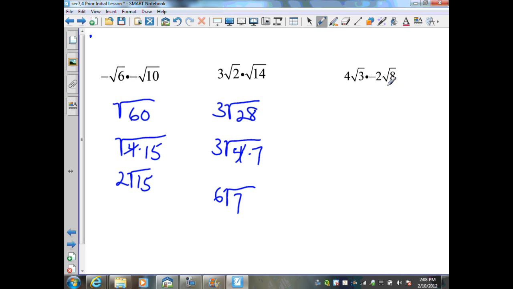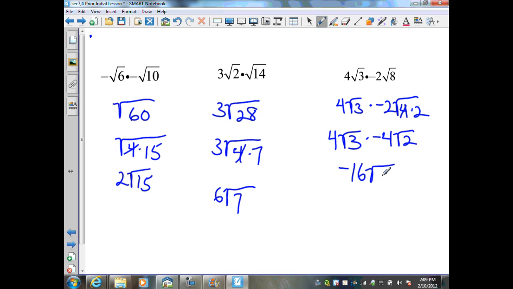Here, what I could do is actually break this 8 into two factors and get 4 square roots of 3 times a negative 2 square root of 4 times 2. And bring down the 4 square roots of 3 times a negative square root of 4 is 2. 2 times a negative 2 is a negative 4 square roots of 2. Then I could actually multiply these two together and get 4 times a negative 4 is a negative 16 square roots of 3 times 2 is 6.